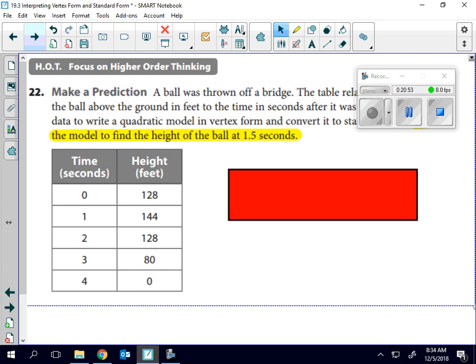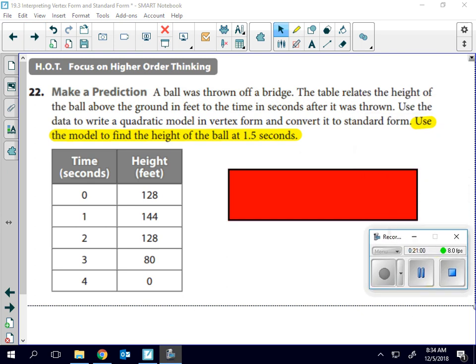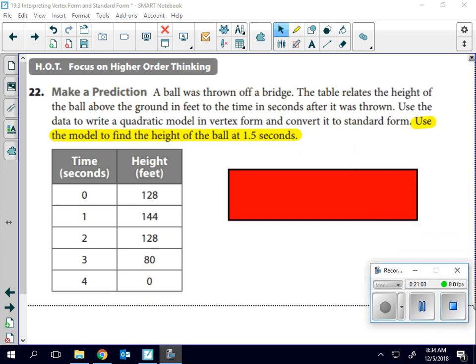Last one. Same thing with this one. We want to find the equation, and then we want to estimate. So a ball is thrown off a bridge. The table relates the height of the ball above the ground in feet to the time in seconds after it was thrown. Use the data to write an equation to model in vertex form and convert it to standard form. So this time we're going to put it in vertex form, but we're also going to convert it to standard form, and then we're going to use the model to find the height of the ball at 1.5 seconds.